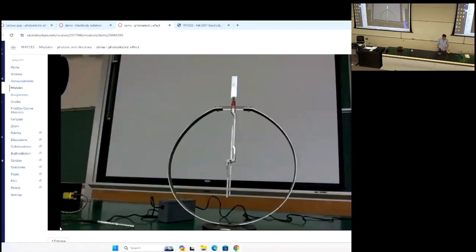The photoelectric effect involves shining light onto a metal surface. So here's the metal surface at the top here. We're going to shine some light onto it. And in the photoelectric effect, the discovery was that light that shines on a surface can liberate, literally boil off, liberate electrons from the surface. It's really a remarkable effect.